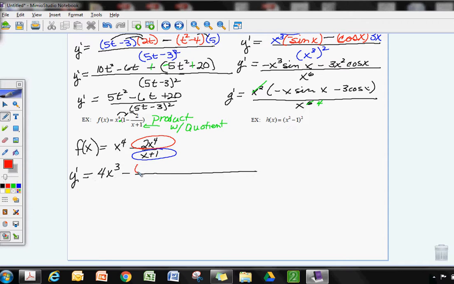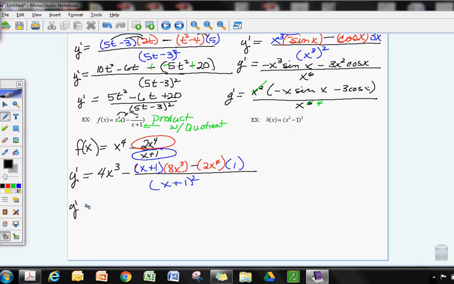So low, oops, wrong color on, low x plus 1. D high, that's going to be an 8x to the 3rd. Low D high minus high, that's my 2x to the 4th. And D low, derivative is just 1. Square the bottom, x plus 1 quantity squared, and away we go. So how far do you have to simplify this?